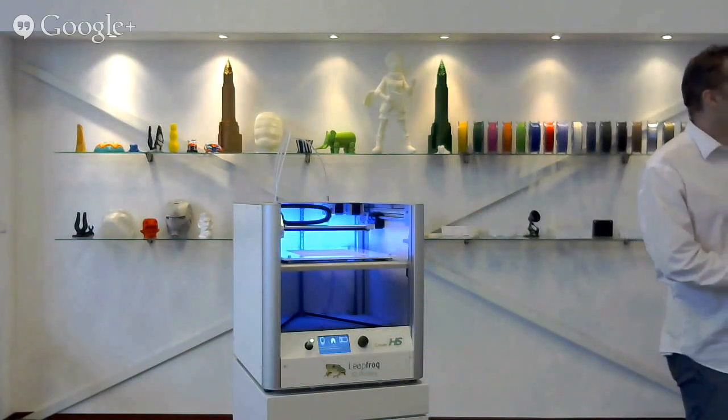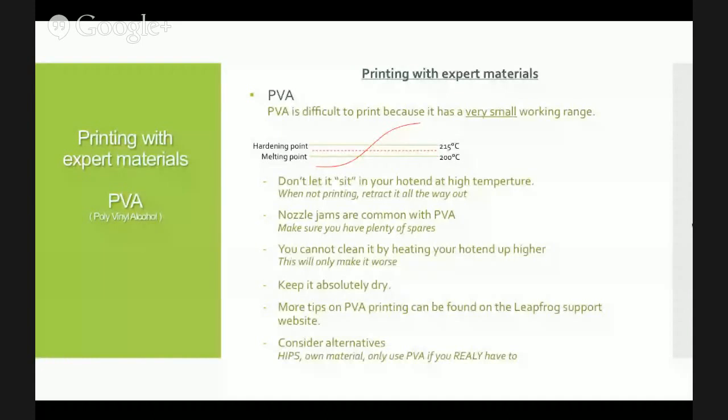The problem with PVA is that it has a really, really small working range. The melting temperature is around 200 degrees, and the point where it will harden is around 215 degrees. So you have a really small bandwidth to work in. So it's really hard to make that material just liquid enough to print and not solidify inside your nozzle.